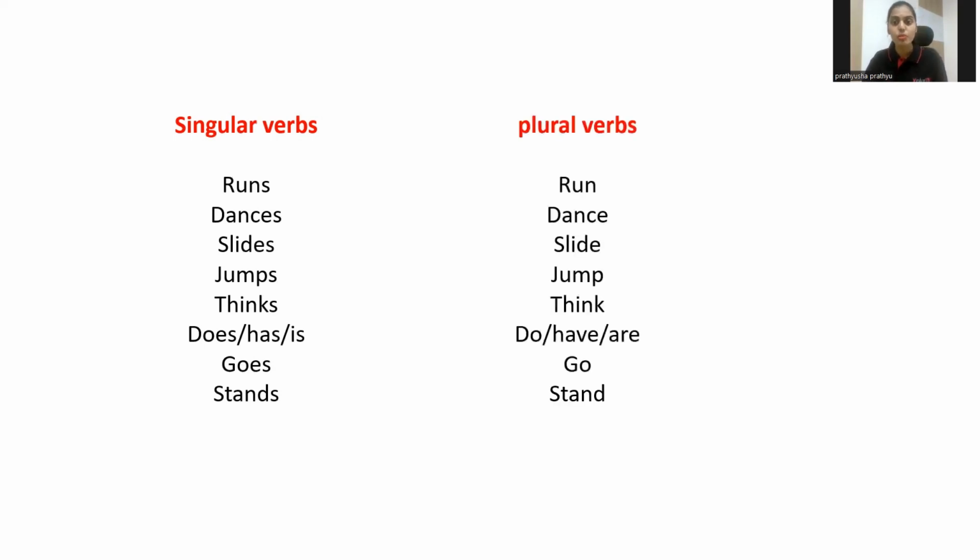See, these are the plural forms of verbs. So runs, singular, whereas run is plural. Dances, singular. Dance, plural. Slides, singular. Slide, plural. Jumps, jump. Thinks, think. Does, has, is. And the plural forms for these words are do, have, are. Goes, go. And stands, stand.